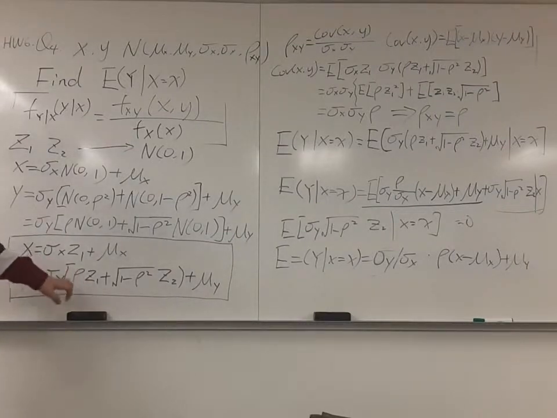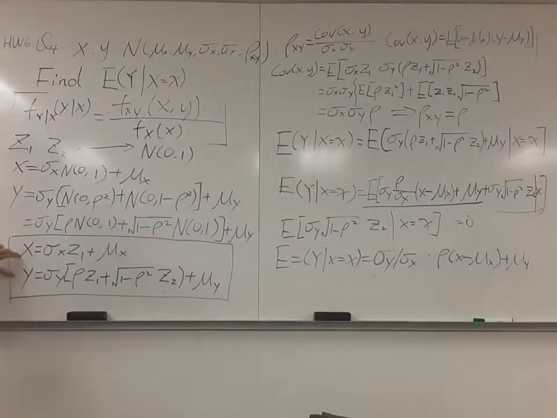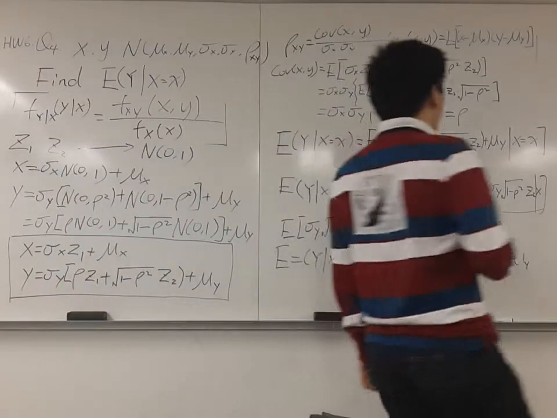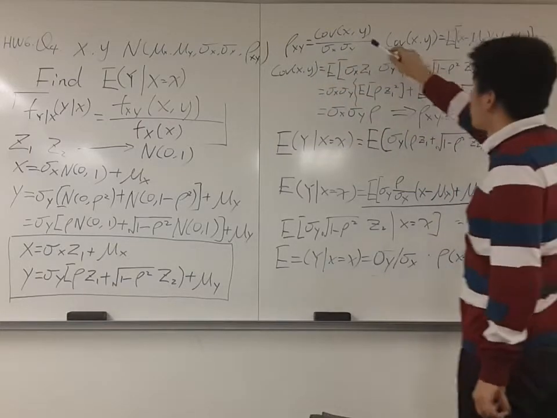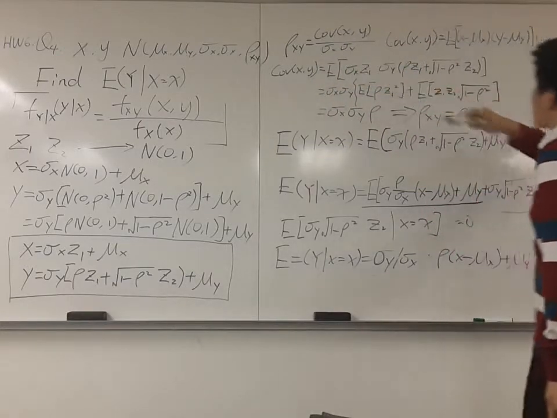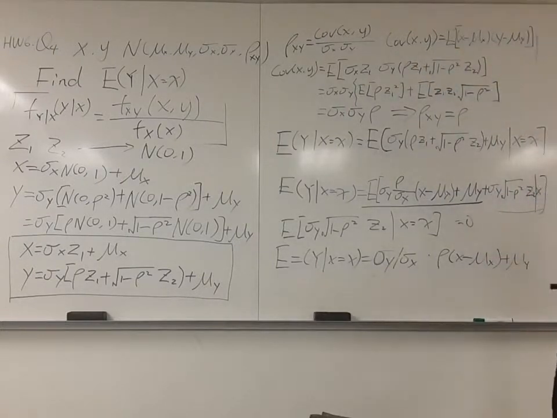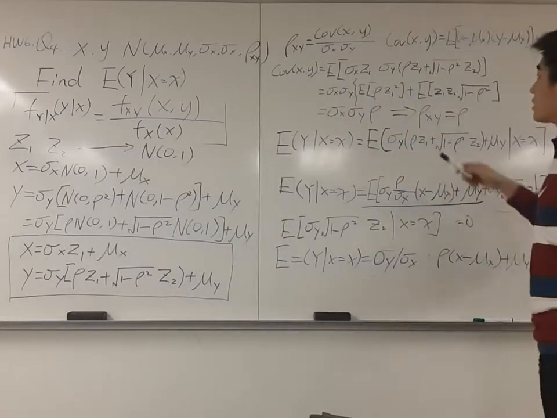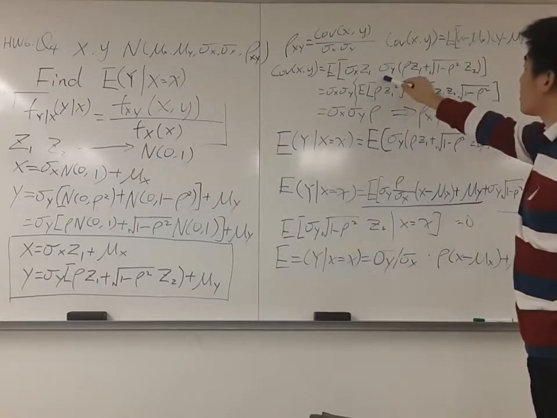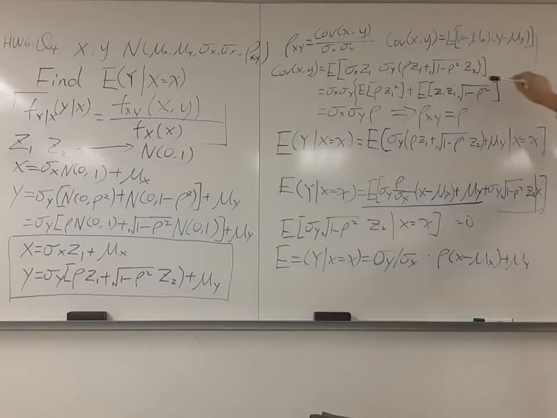Is this rho equal to rho xy? We will find rho xy to solve the problem. And rho xy equals the covariance of X and Y over sigma x sigma y. To solve the problem, we calculate it. Using X and Y here, we get sigma x Z1 times sigma y rho Z1 plus this.